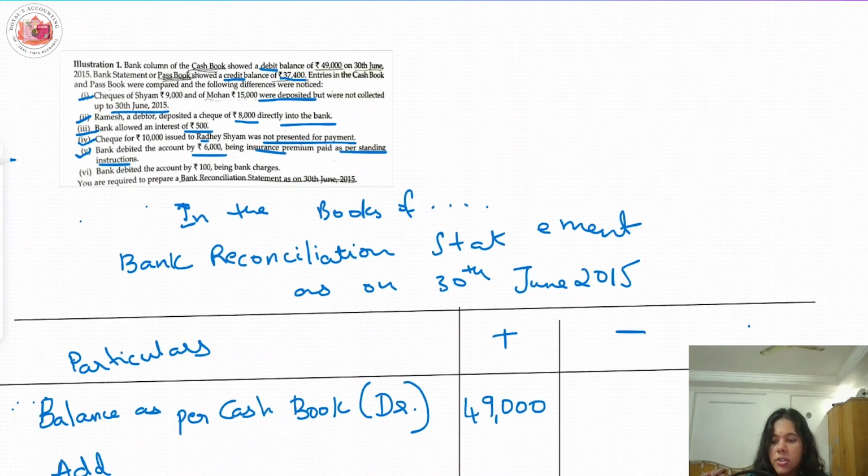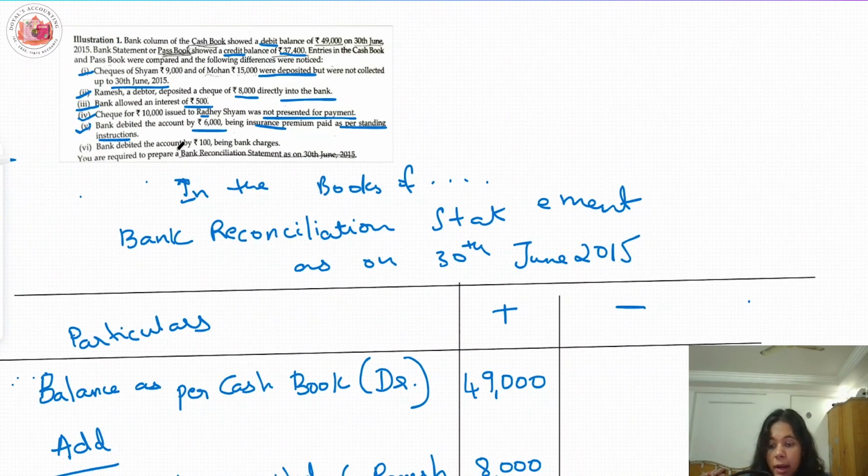Let's see the next transaction. Bank debited the account by 100 rupees being bank charges. Okay. Same concept like insurance. The bank has charged us 100 rupees for maintaining our account. The banks usually charge fees from account holders. So this fee has been directly debited from our passbook, from our bank account. Now, our bank account balance is less by 100 rupees, but our cash book balance is more by 100 rupees. So if I want to equalize the two, I have to deduct 100 rupees.